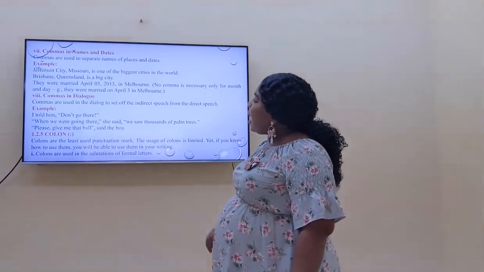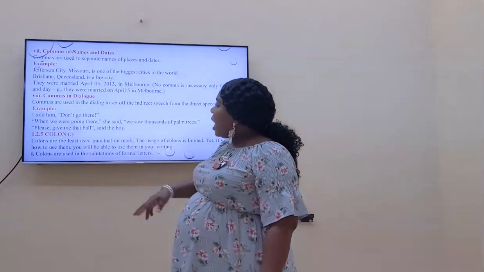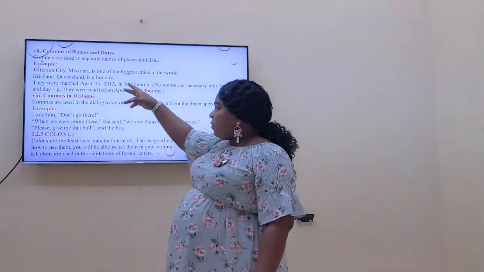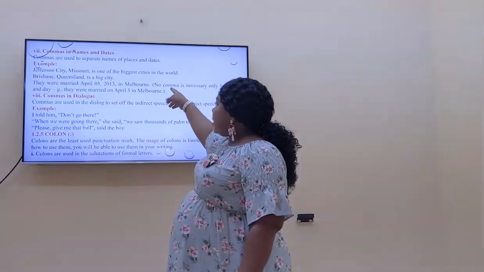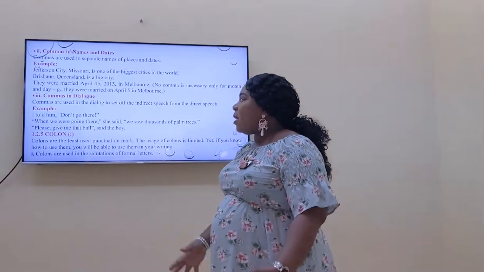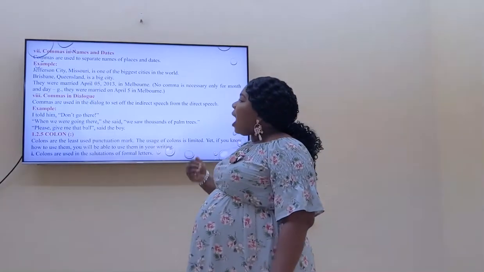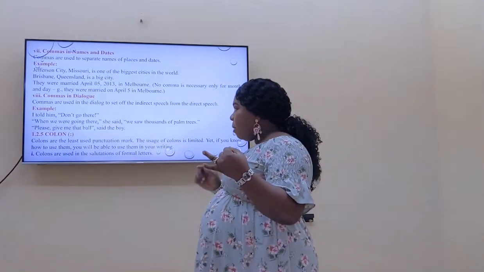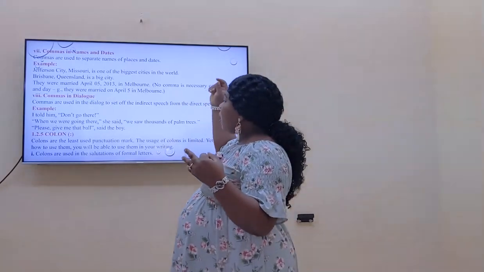Okay, commas in names and dates. Commas are used to separate names of places and dates. For instance, Jefferson City, Missouri is one of the biggest cities in the world. Okay? Brisbane, Queensland is a big city. They were married April 5th, 2013, in Melbourne. Okay? So you separate this date with a comma.